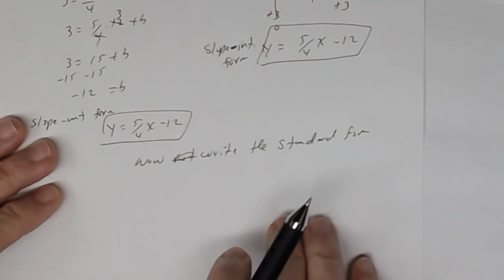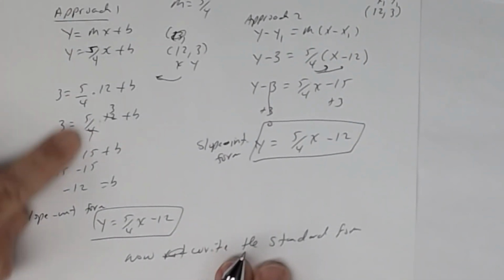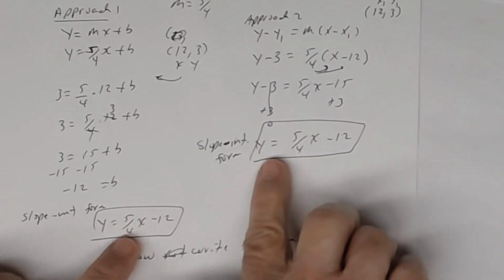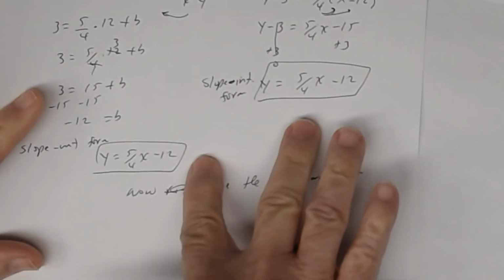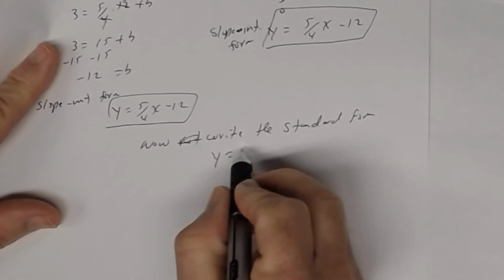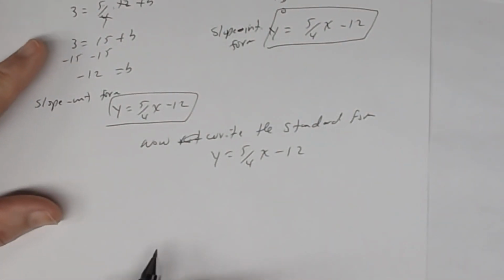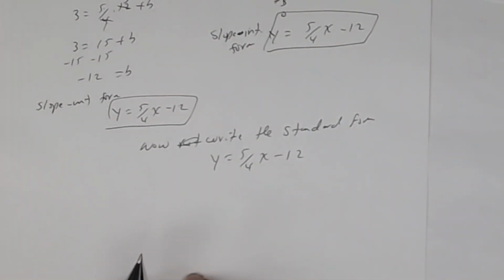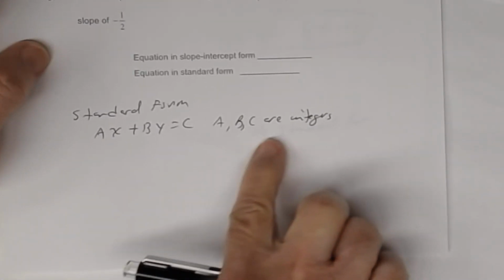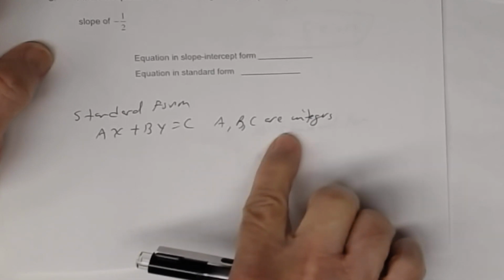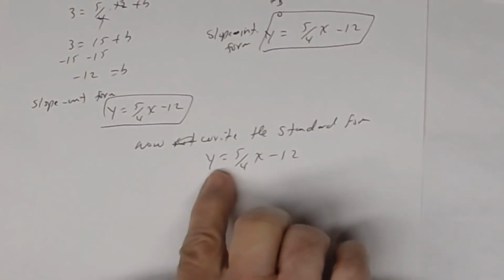Okay, so now we're going to write the standard form. So both approaches, you're going to put it in slope-intercept form. And now let's take that slope-intercept form, which is y equals 5/4 x minus 12, and now let's write it in standard form. Okay, so remember, standard form, you cannot have any fractions, so they must all be integers. So let's go ahead and find the LCD first.